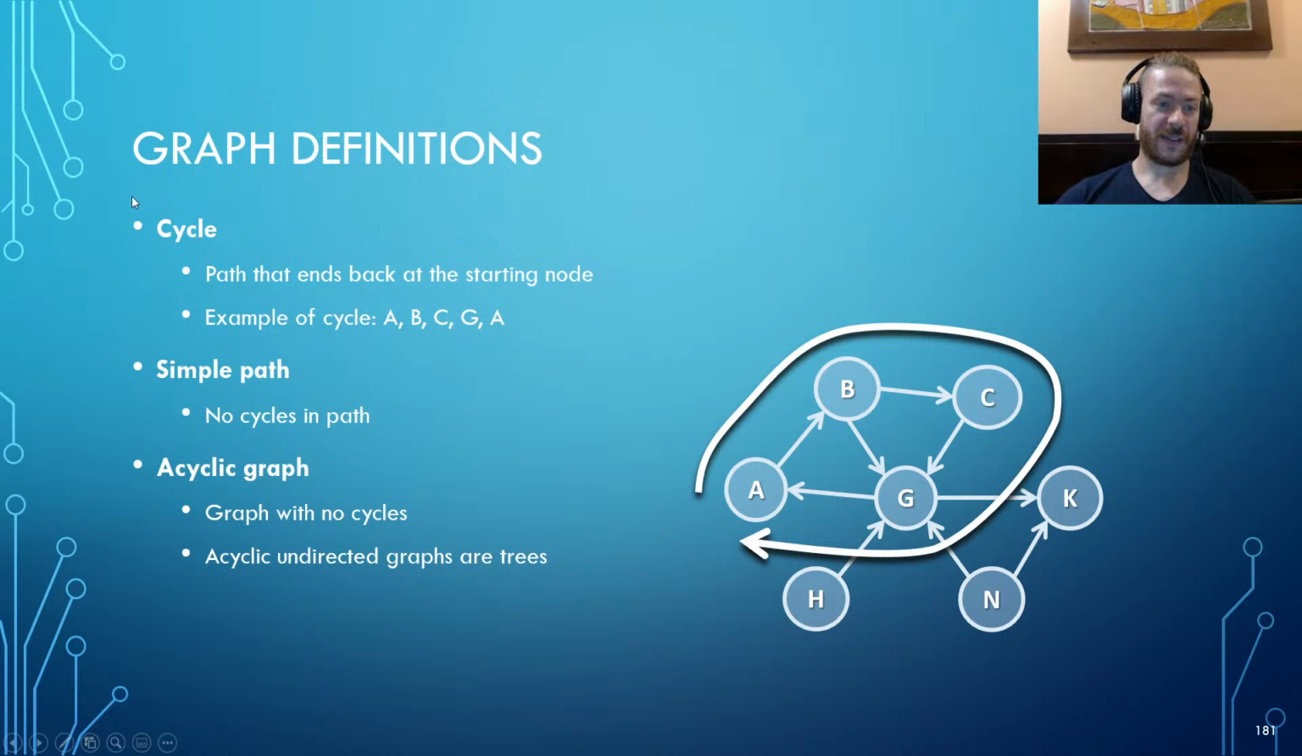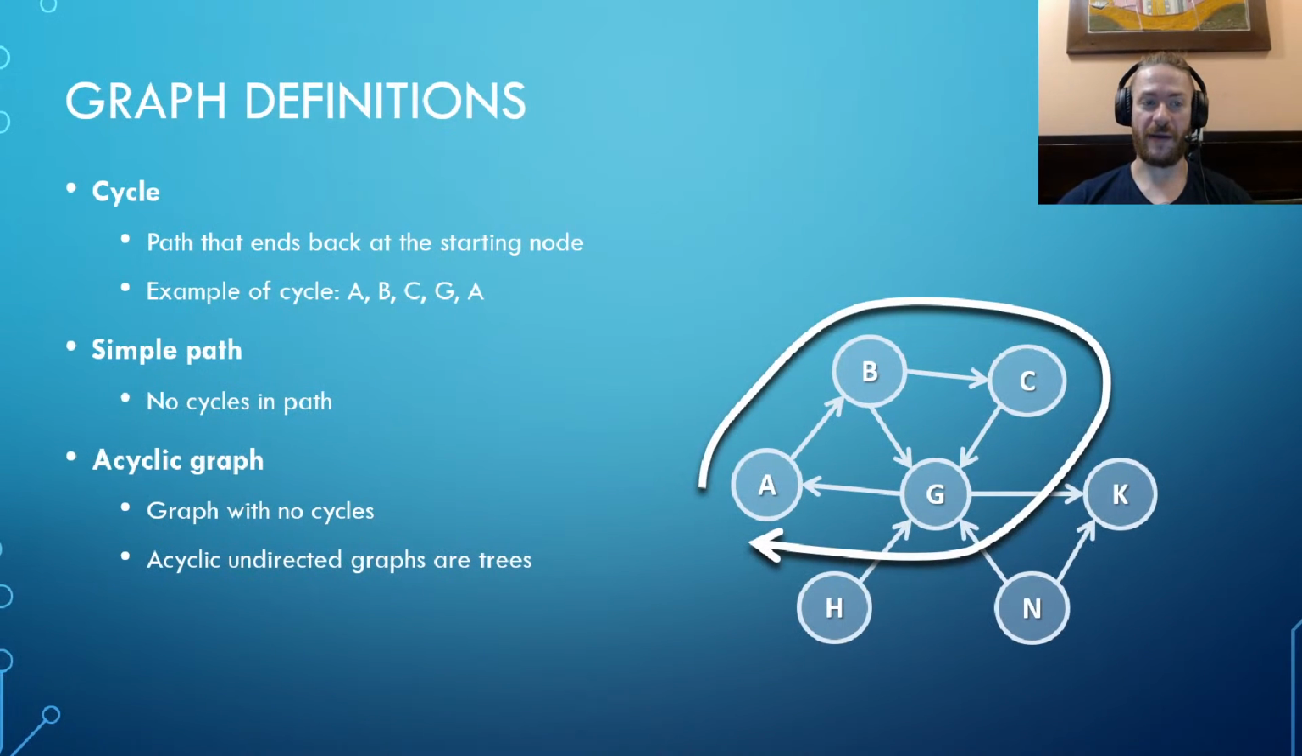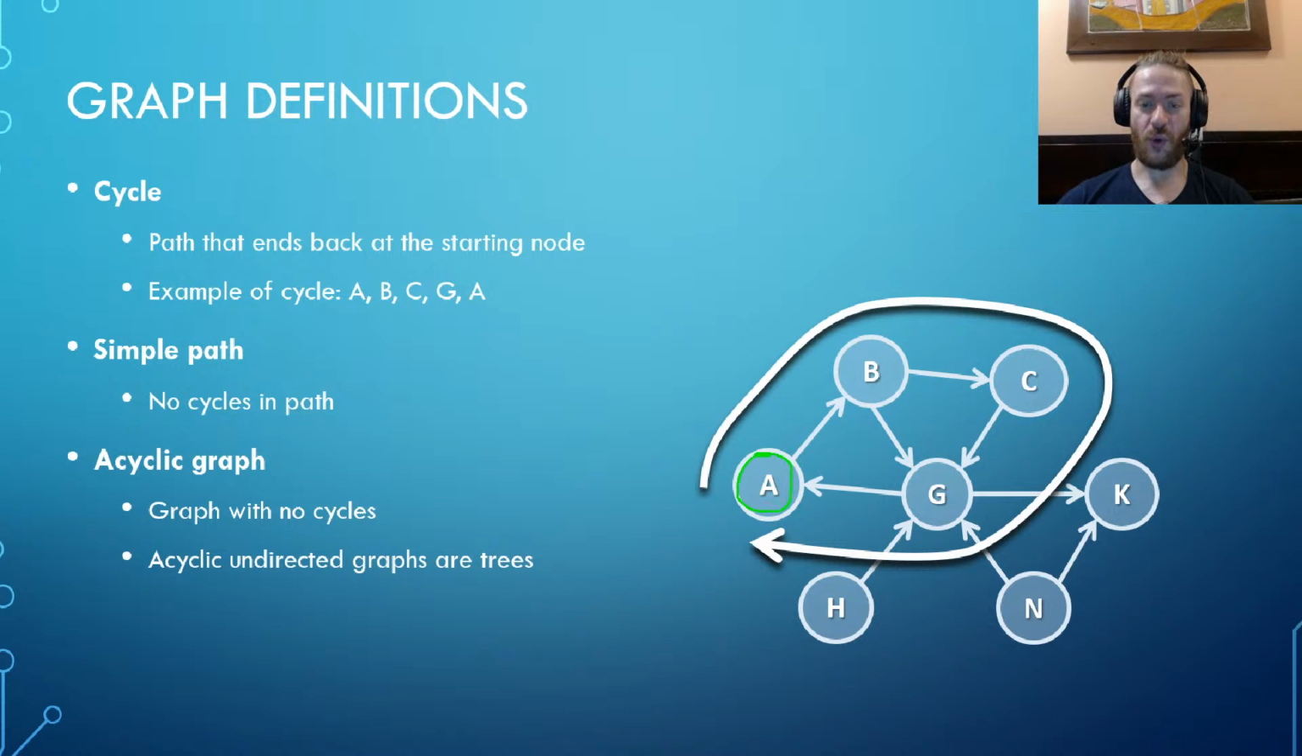We may have cycles, simple paths, and acyclic graphs. Cycle means that we start from one node and we return to that node. Like this, A, B, C, J, A. Simple path means a path which doesn't have any cycles. For example, N, J, K. An acyclic graph is a graph without any cycles.